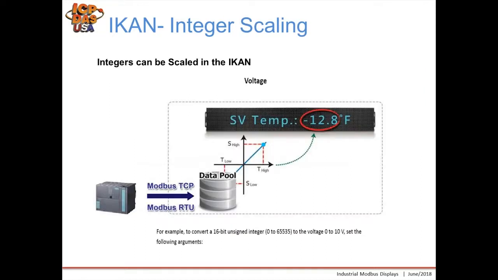Integers can also be scaled in the IKAN to allow you to either configure voltages to display true numerical values or percentages. So for instance, if you wanted to, in this case, scale your input, which is reading or giving values between 0 and 65535, to a voltage level of 0 to 10 volts, you simply do as the following.